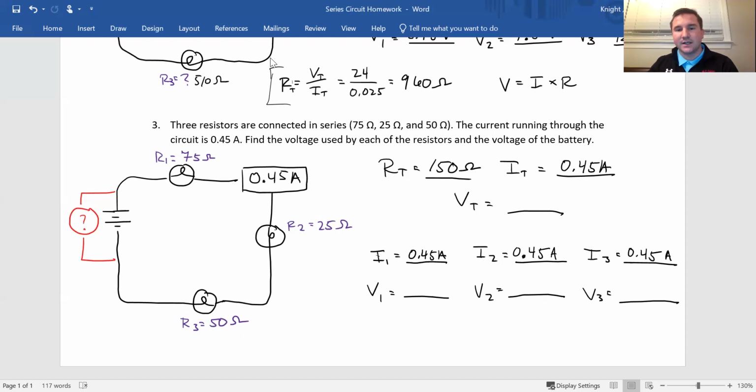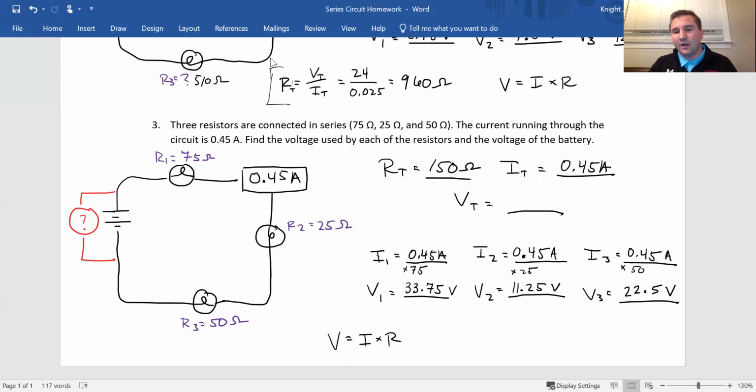And if I know resistances and currents, I actually haven't even done any math here, but to find voltages, we know voltage is I times R. I have all the I's, I have all the R's. So this I'm going to multiply by 75, right? That's R1. This I'm going to multiply by 25. That's R2. And this I'm going to multiply by 50 because that's R3. So I multiply those out. 0.45 times 75 is 33.75. 0.45 times 25 is 11.25. And 0.45 times 50 is 22.5. There's my 3 voltages.